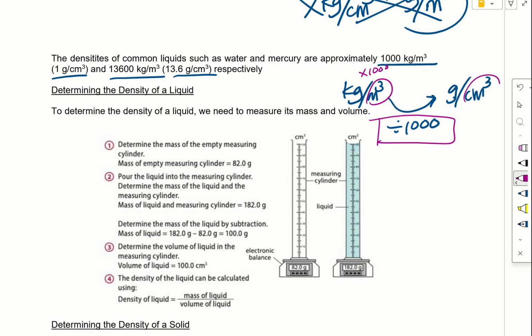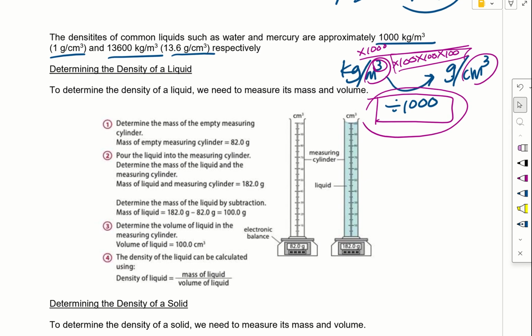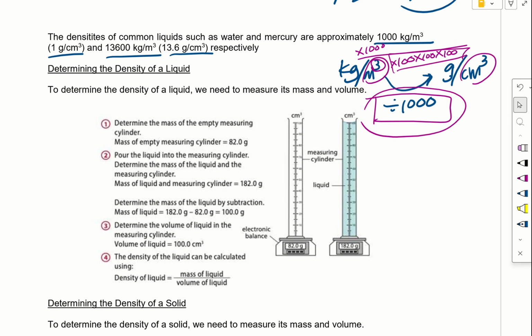The meter cube to cm cube you multiply by 100 times 100 times 100, because there are three factors of meters, and you need to change each to cm. As a result, this value over the larger value of 100 times 100 times 100 will in the end give you divide by 1000. So you can memorize it at the start: from kg per meter cube to grams per cm cube, you divide by 1000. But as you get familiar with density, I think it will come to you.